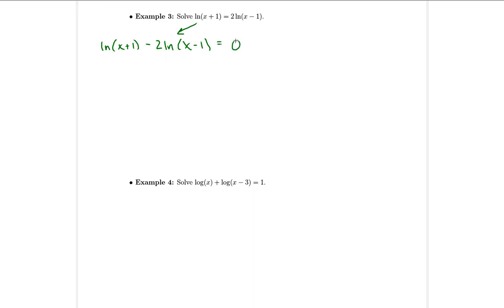And at this point, you might be thinking about properties, right? We know that we have a property that says this.